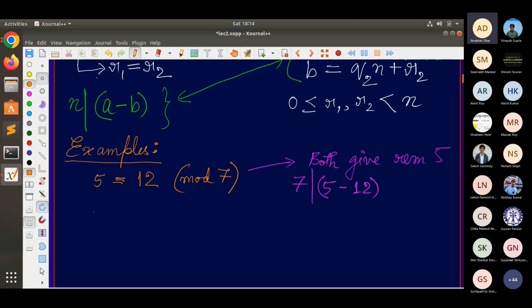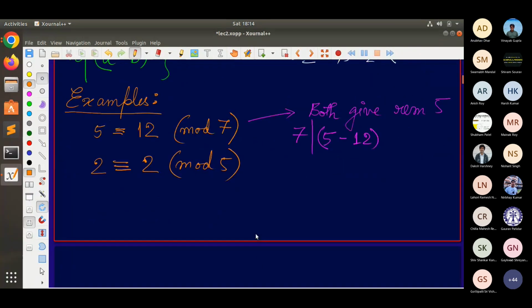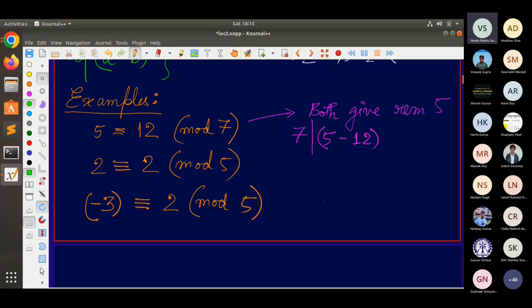Similarly, we can write something like 2 is congruent to, let's say, 2 itself, mod 5. Right, this is a pretty obvious thing. Let's get some space. We can also write stuff like minus 3 is congruent to 2 mod 5. Can anyone say why this is true? Why can we write this? If we multiply 5 by minus 1, then we get remainder minus 3.